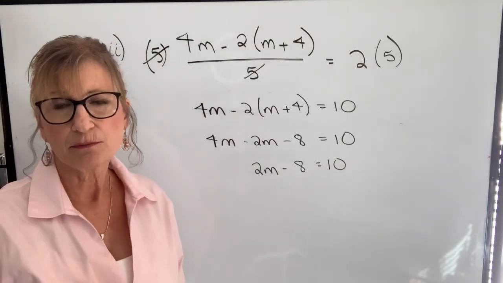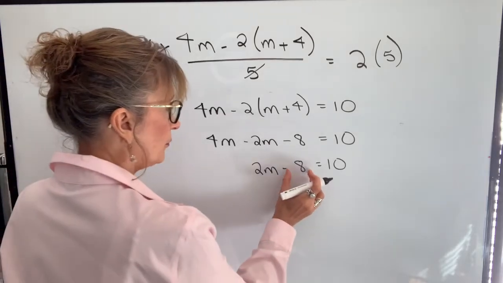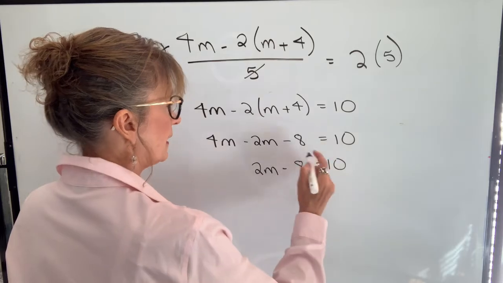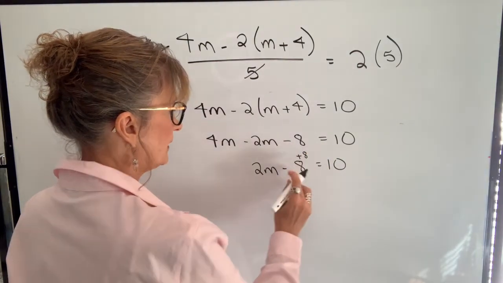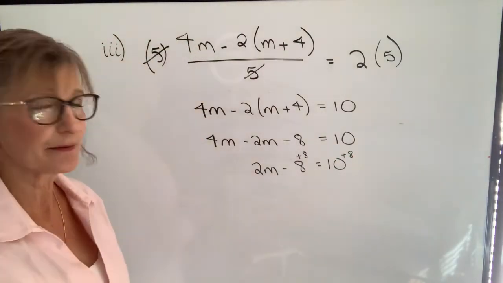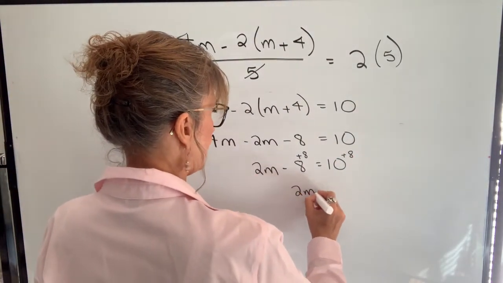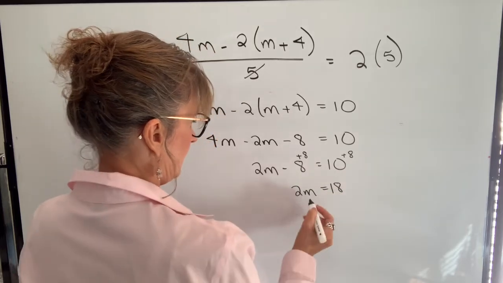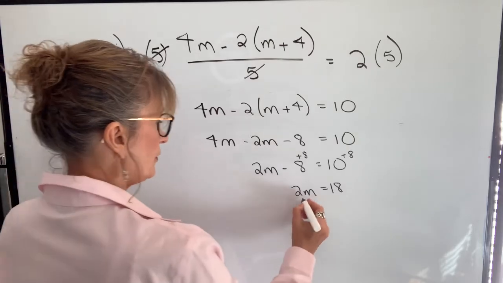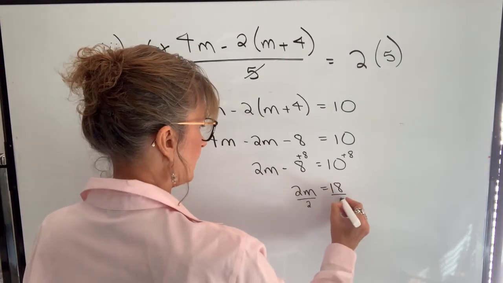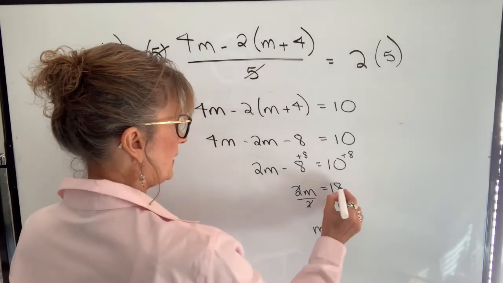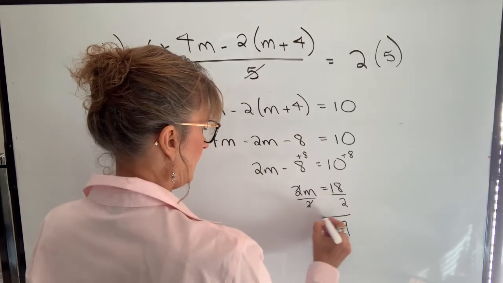I solve as I did in my previous examples. I want to get this term by itself, so I want to move the 8 to the other side, and to do that I add 8 because it's being subtracted, and I have to do the same to the other side. So I'll be left with 2m equals 18. Now I need to get rid of that 2. That's multiplication, so I divide, and do the same thing to the other side. The 2 will cancel, so I'm left with m equals 18 divided by 2, which is 9.